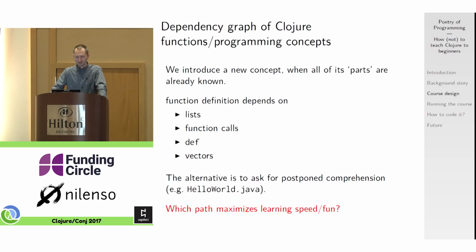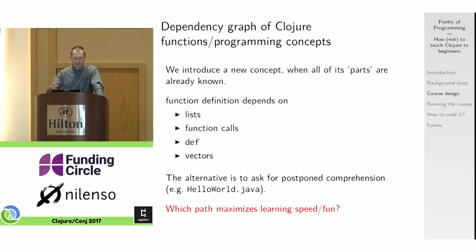So I figured that I have to do it one step at a time. That means I want to introduce a new concept when all the parts are already known. So for example, you might think that function definition is where we start, right? That's the easiest thing. But if you think about it, it's not quite, because it already has many things. Of course, you have to know about lists and function calls, but you have to explain what def does, and you need vectors for the argument. So it is not as fundamental as it seems.